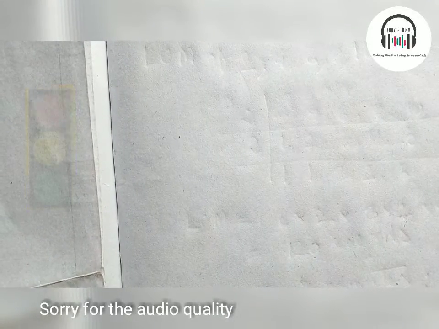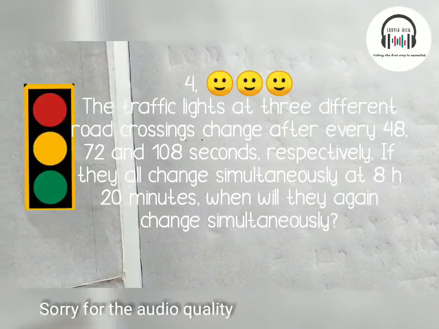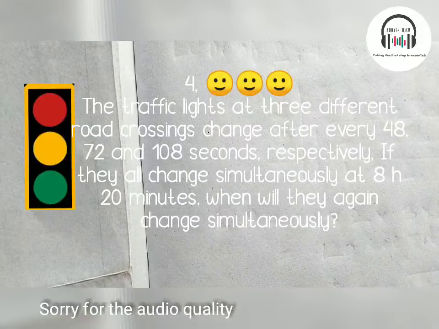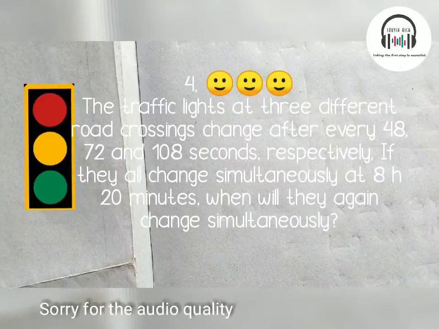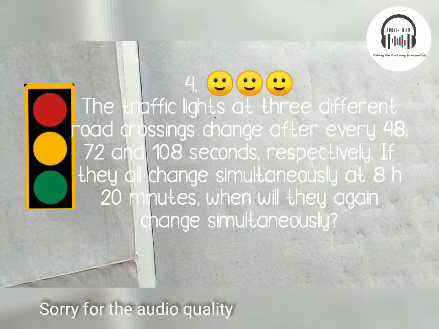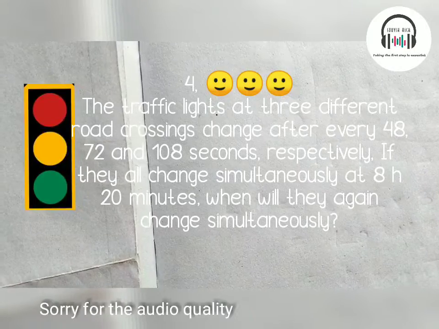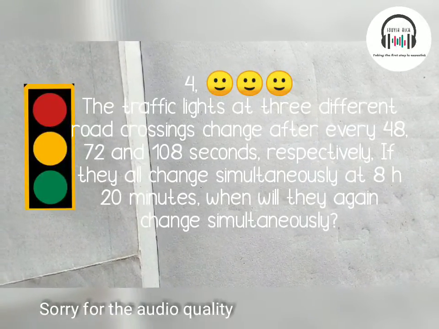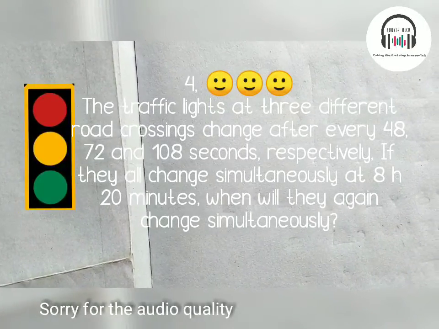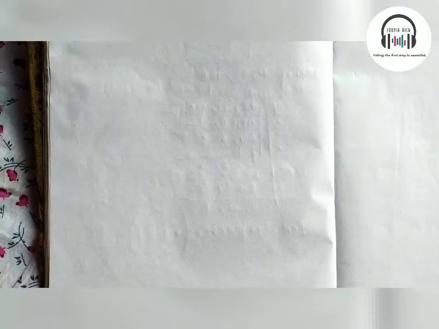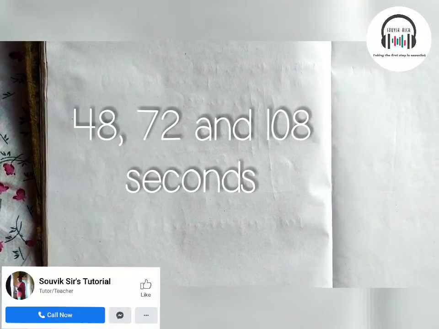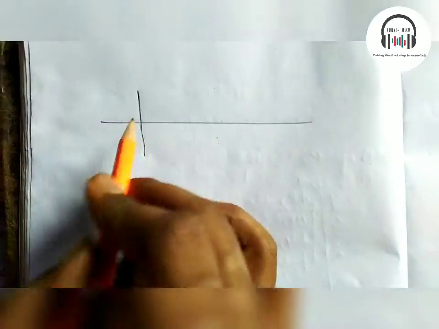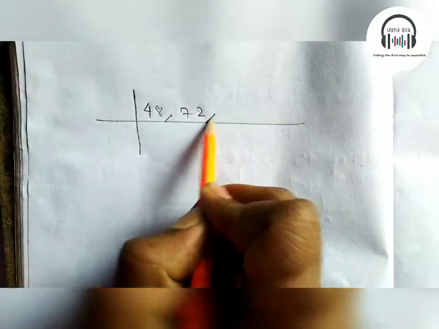Now it's the time for the famous traffic signal sum. The traffic lights at 3 different road crossings change after every 48 seconds, 72 seconds and 108 seconds respectively. If they all change simultaneously at 8 hours 20 minutes, when will they change again simultaneously? Like the other LCM sums, we have to find the LCM of the given seconds 48, 72 and 108.